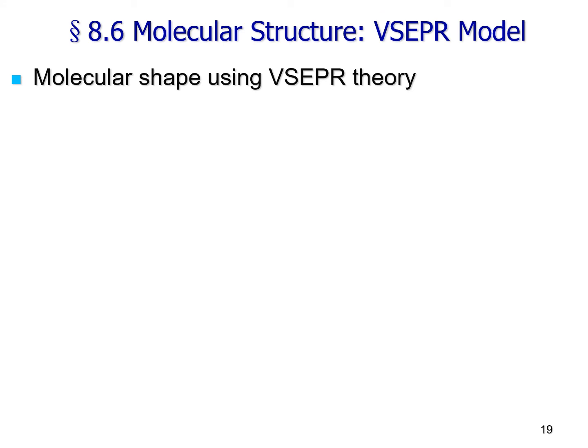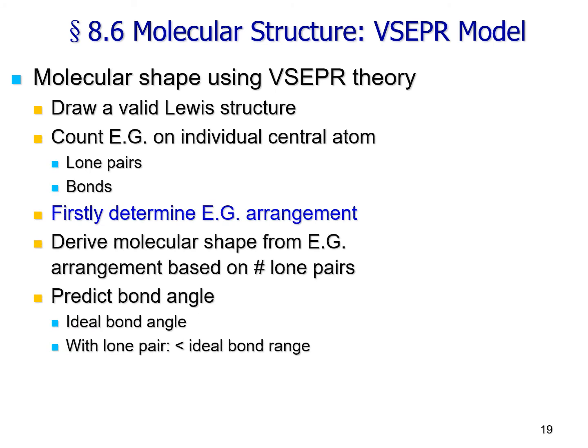And as we try to use the VSEPR theory to predict the shape of the molecule, we start with a valid loose structure. It may not have to be perfect. All we need is just one, as we'll see in one of the examples there. We draw the structure and count the electron groups on the central atom. By counting lone pairs and bonds, remember, we determine the electron group arrangement first, and we derive the molecular shape from that arrangement based on the number of lone pairs.